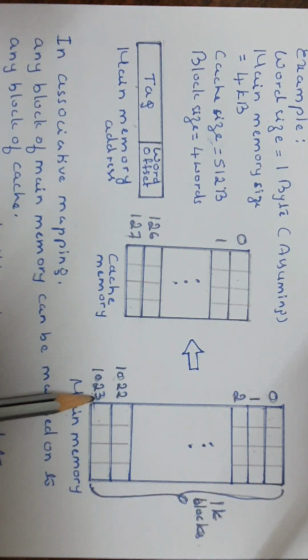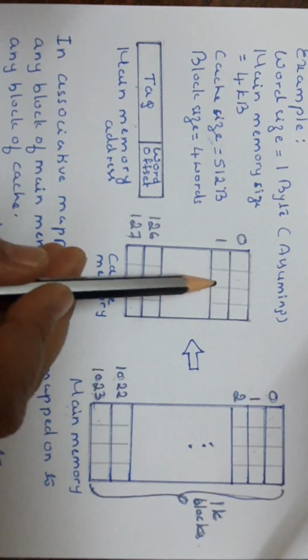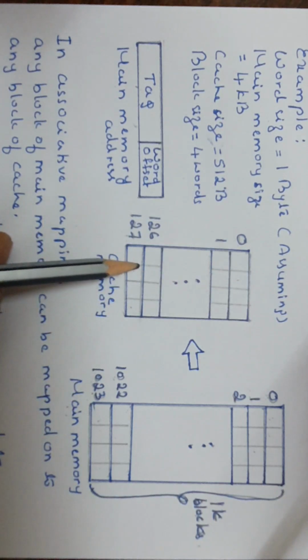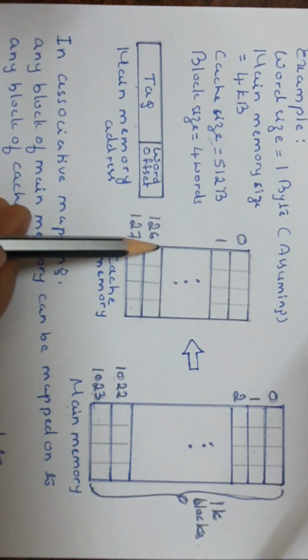Whenever a main memory block is copied into the cache, it can be copied into any block of the cache. But which block of main memory is copied here?